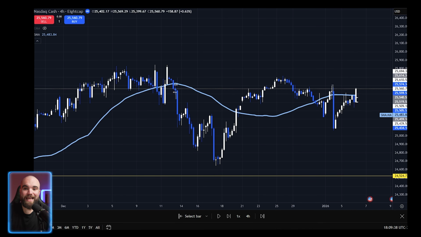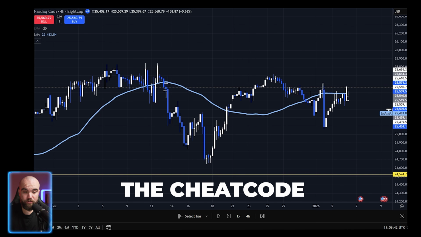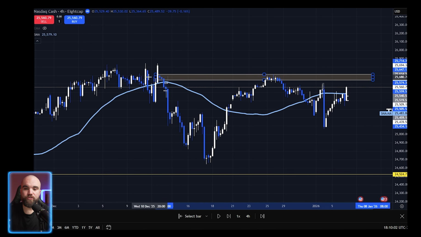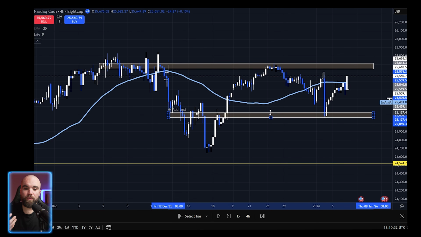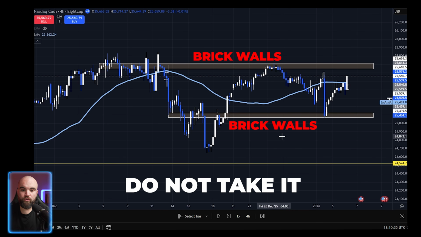So now here is the cheat code, and I only share this with my paid students, so pay attention to what I'm about to show you right now. The cheat code is to always check the 4-hour chart, but in a very specific way. I call these zones on the 4-hour chart brick walls. And if your 5-minute trade setup looks perfect, but it's heading straight into a 4-hour resistance level, do not, I repeat, do not take it.